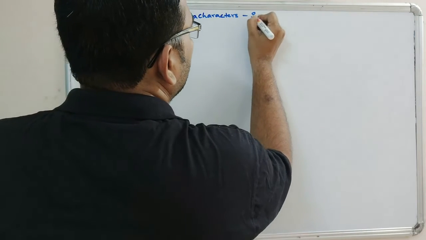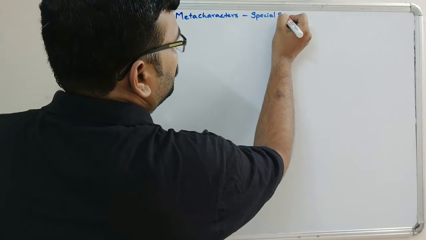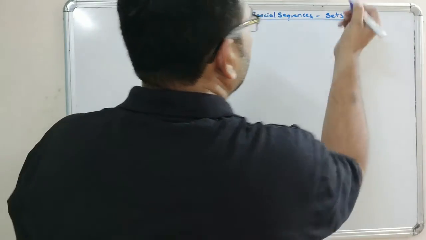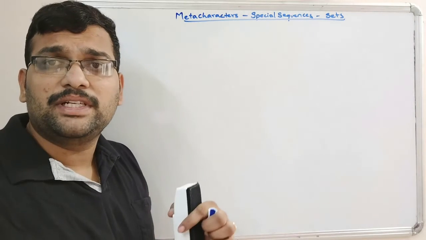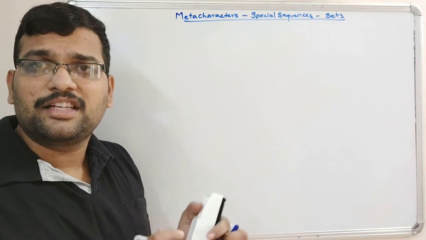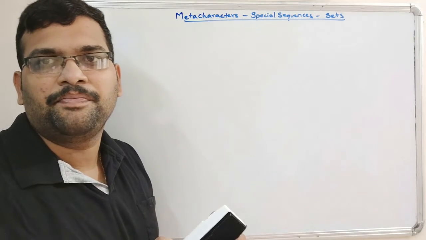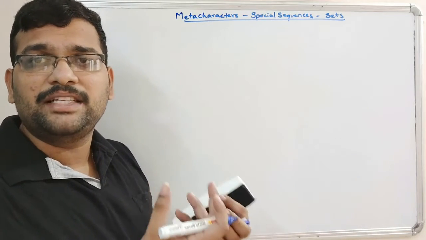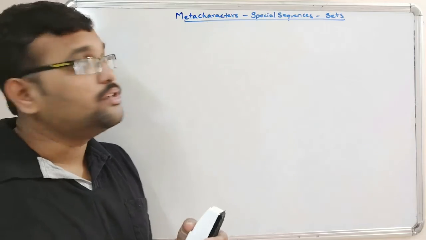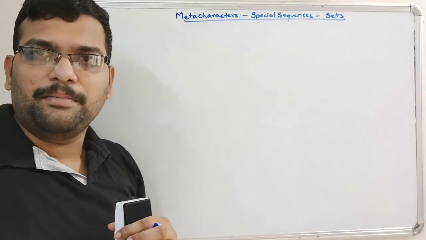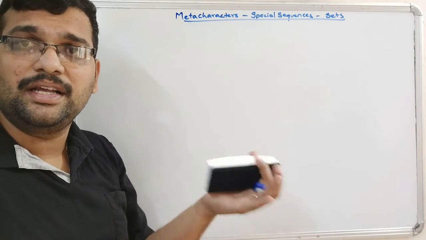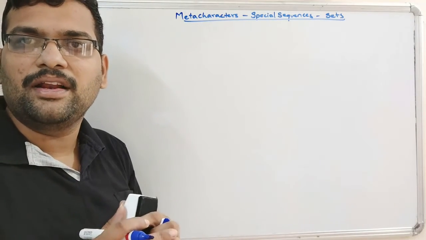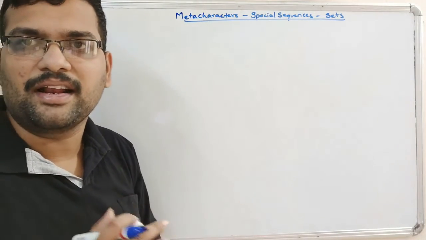Meta characters, special sequences and sets. As we discussed in the previous session, regular expressions are mainly used for pattern matching. A string or some data will be given, and in the data we have to find a match with a given pattern. These are also used for pattern matching. The functions we studied earlier, along with these meta characters, special sequences and sets, combined, let us implement pattern matching using regular expressions.